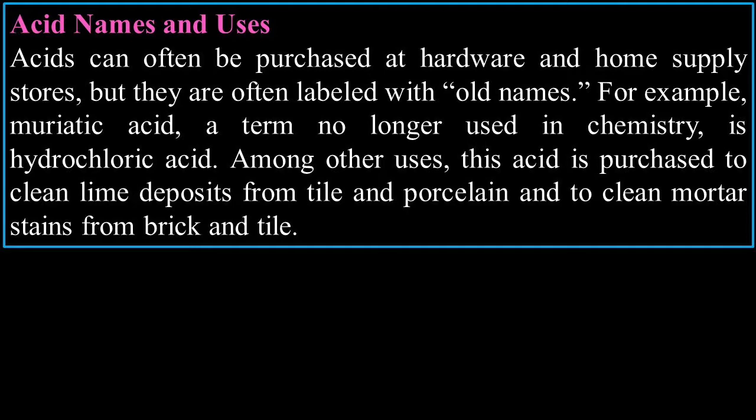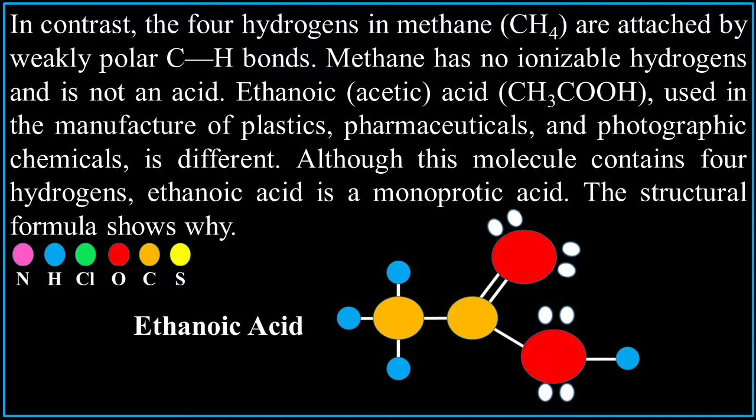For example, muriatic acid is no longer used in chemistry. It's hydrochloric acid. Among other uses, this acid is purchased to clean lime deposits from tile and porcelain, and to clean mortar stains from brick and tile. In contrast, the four hydrogens in methane are attached by weakly polar CH bonds. Methane has no ionizable hydrogens and is not an acid.